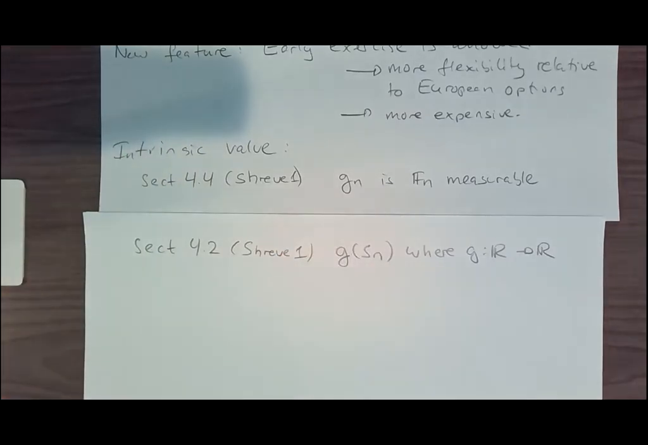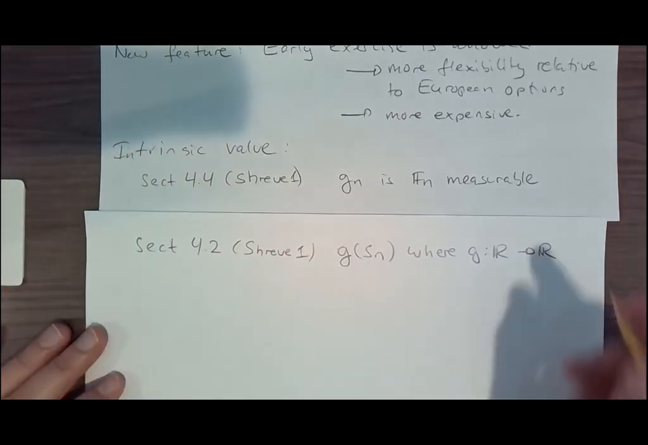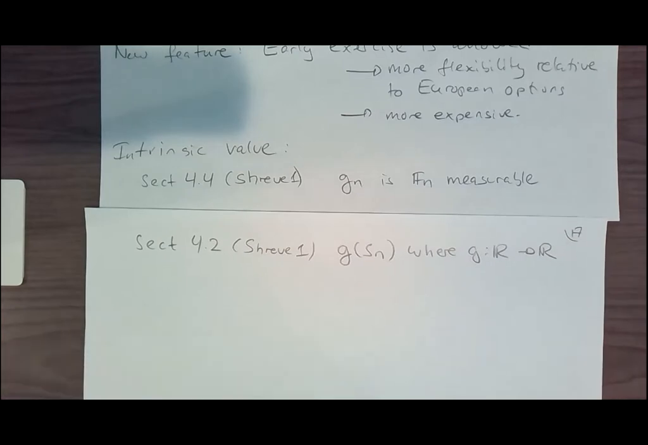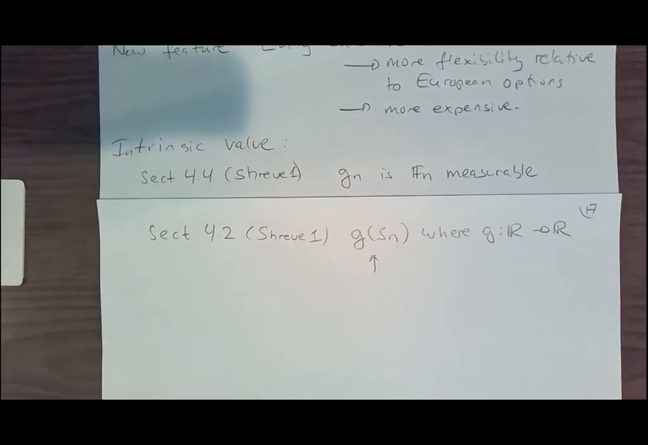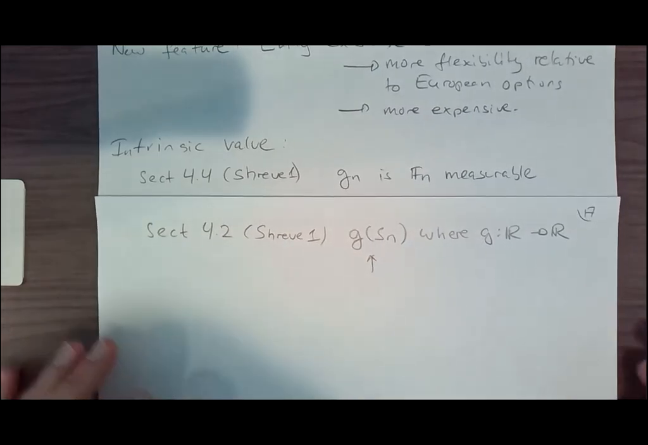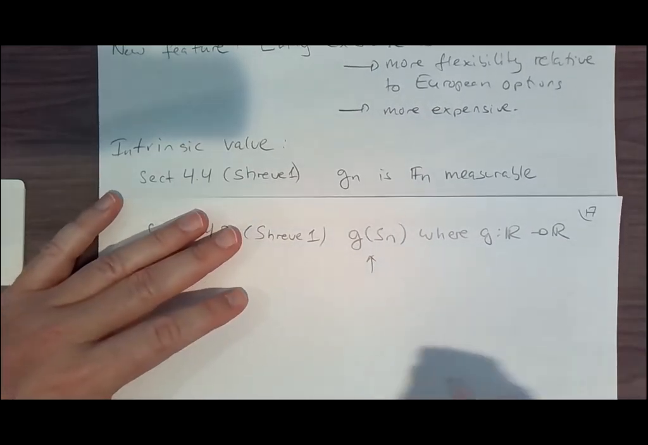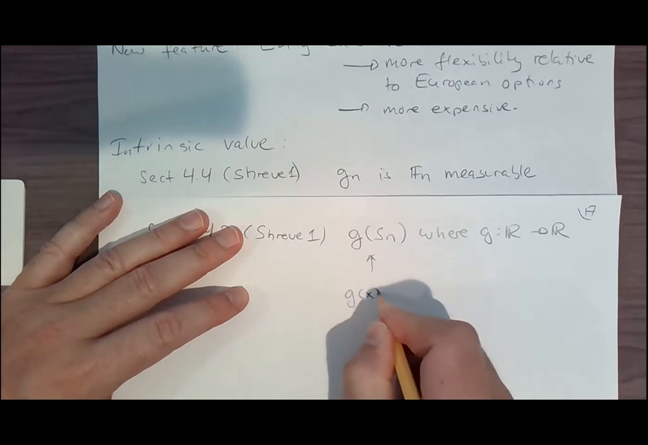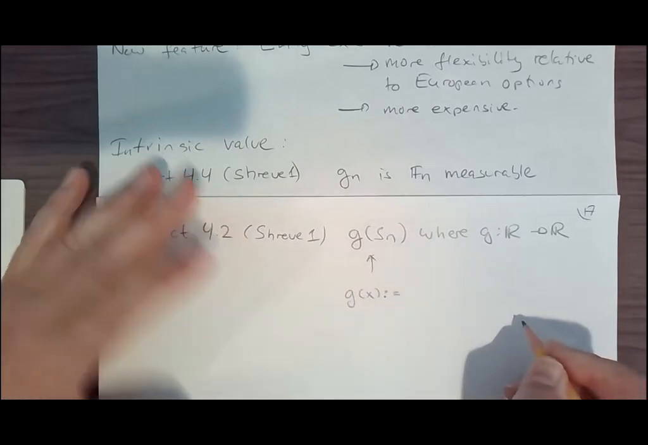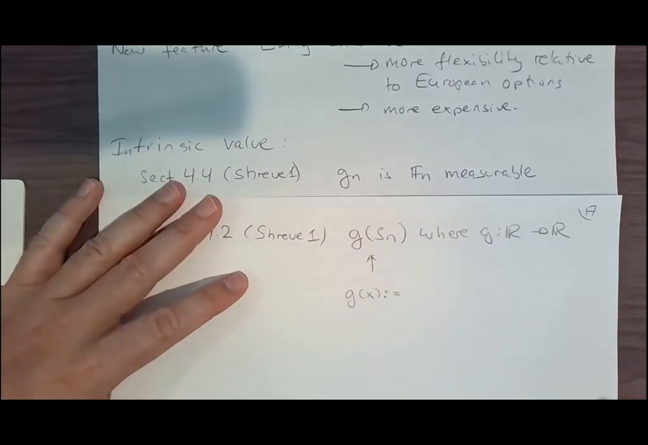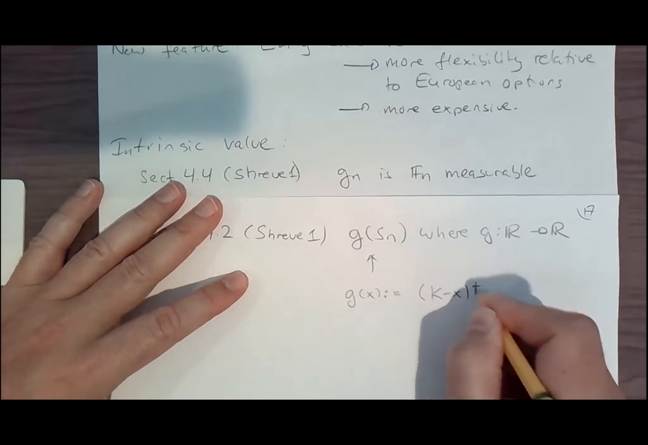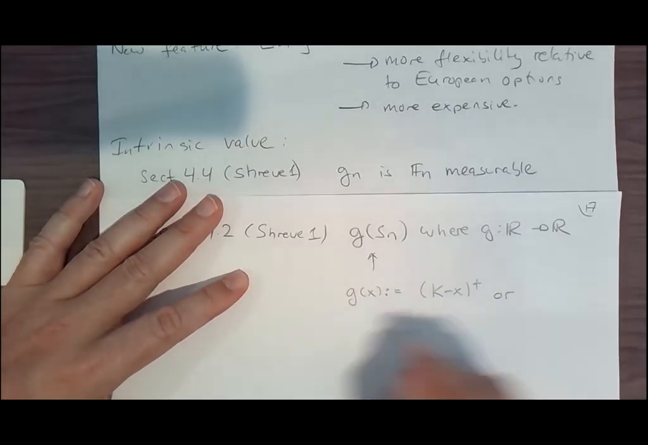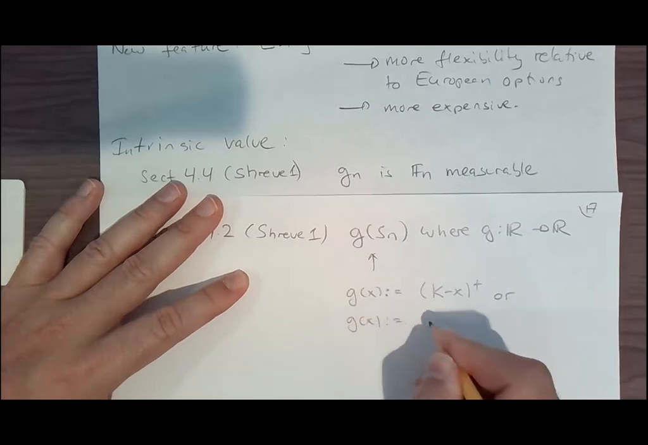We're going to be playing with an example here today. To get a feel for this, we're going to be looking at examples that fall into the second category. So G of X could be, if it's a put, K minus X positive part, or it could be the call.